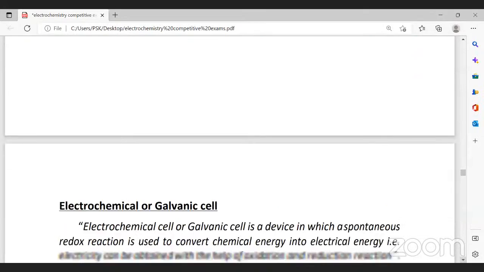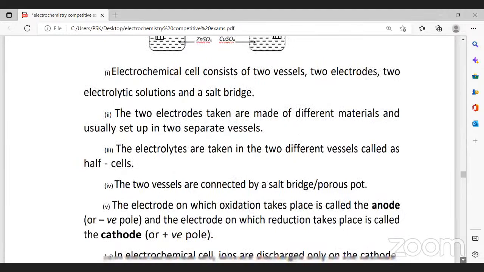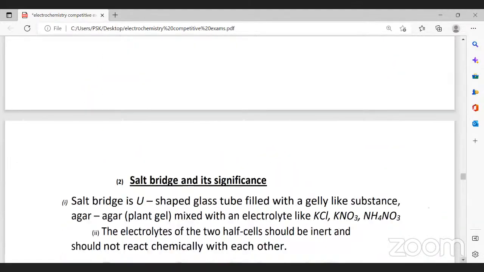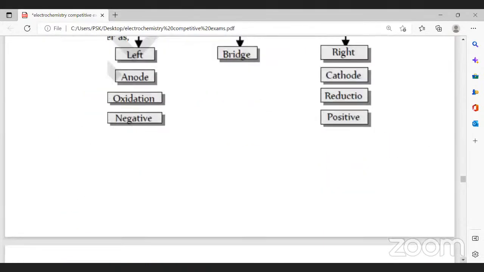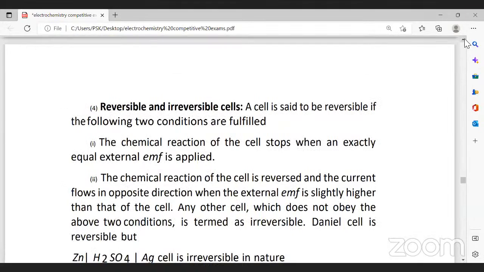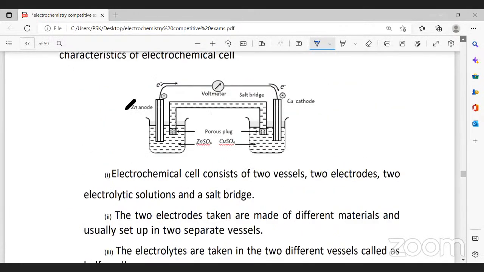Now we will learn the electrochemical cell, the cell representation, salt bridge, all that. What all is there, we'll see. Representation of a cell. Now, what is an electrochemical cell?